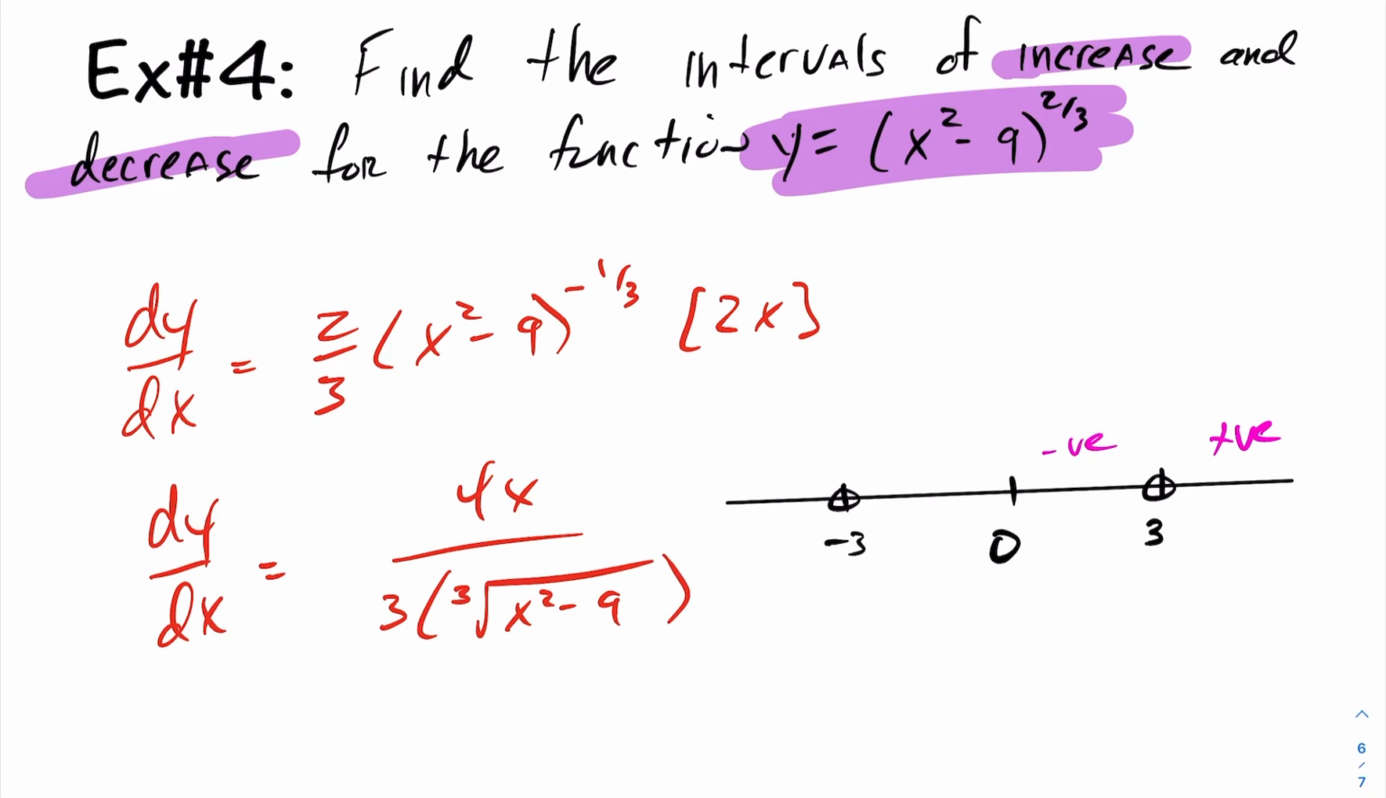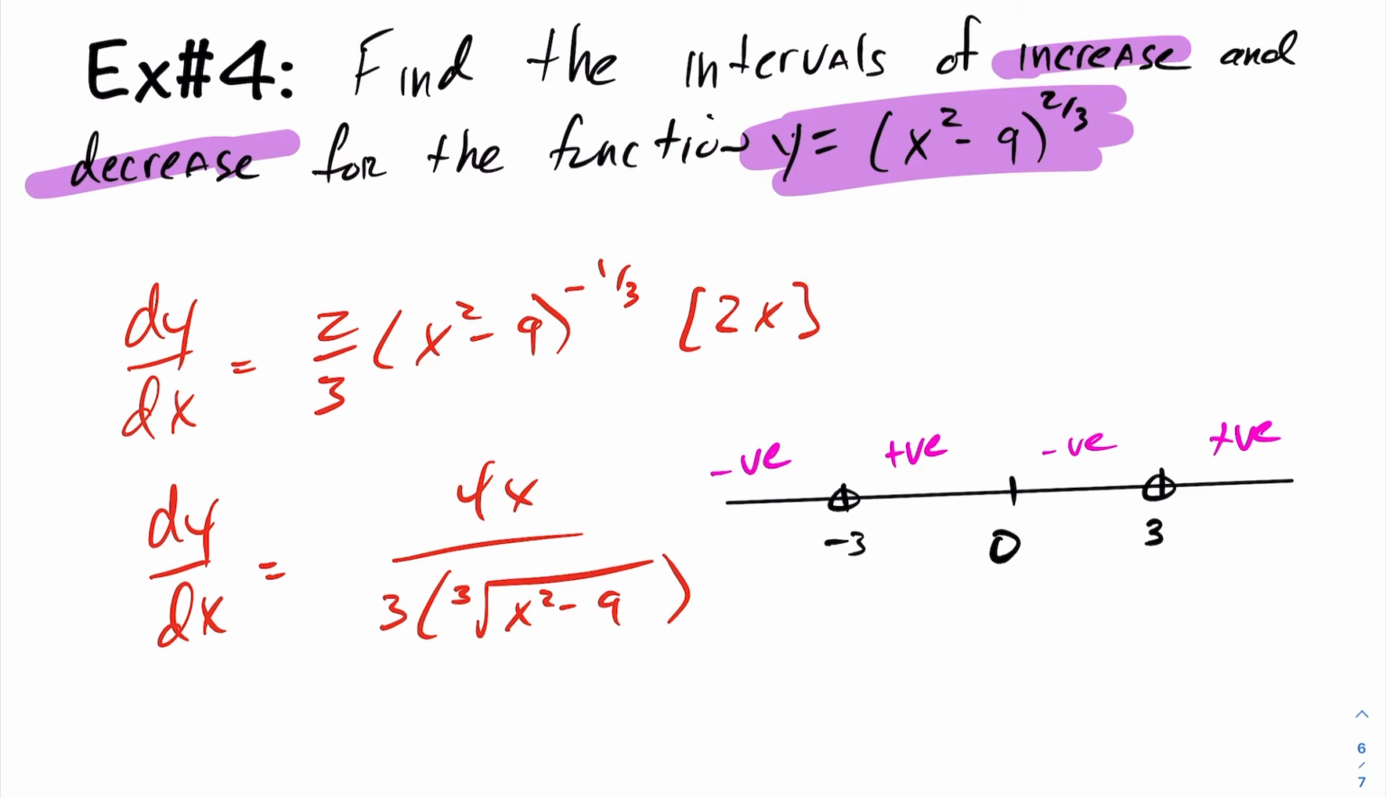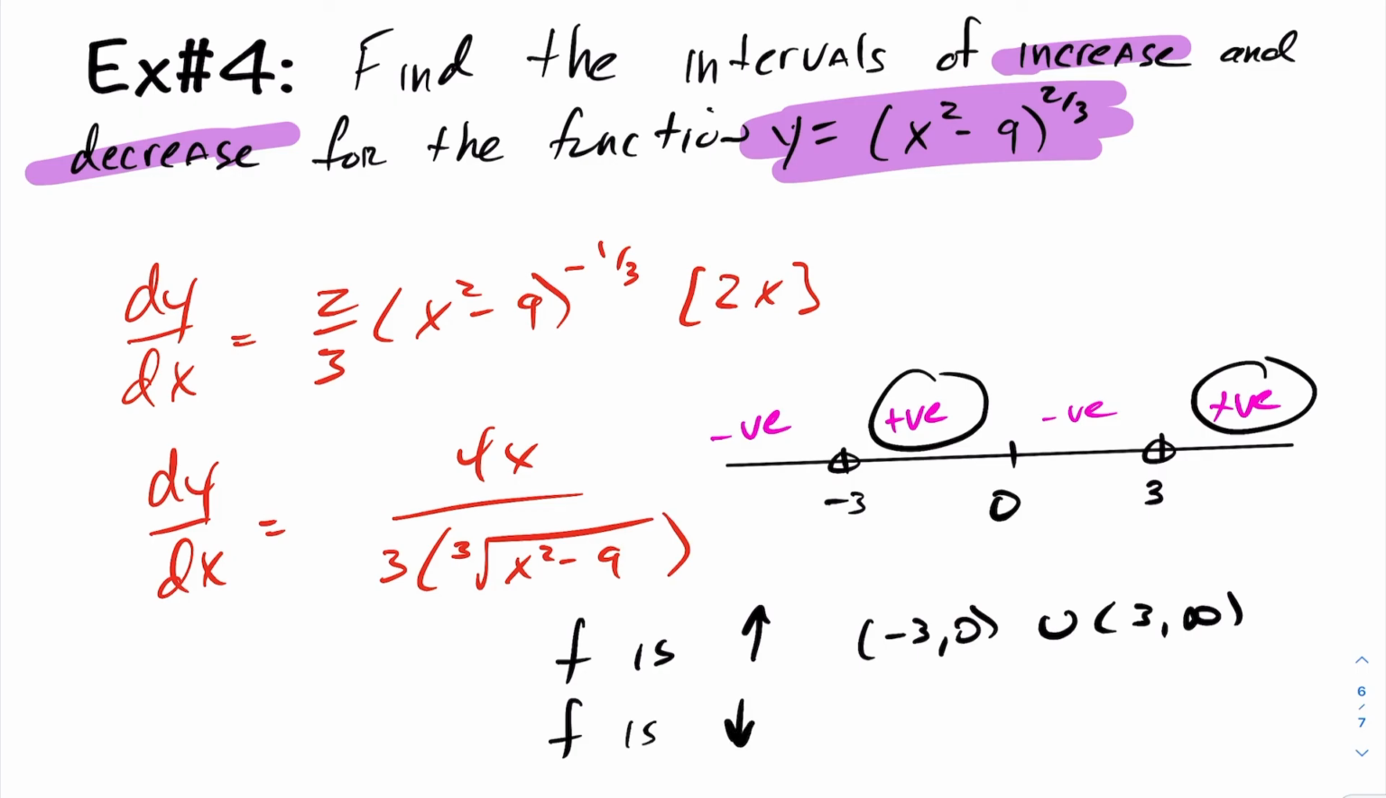Pick a number between negative 3 and 0. Let's say negative 2. Subbing this in here, we're going to get a positive value. And lastly, pick a number less than negative 3, let's say negative 10, which is going to result in a negative value. Okay, so in this situation, our function f is going to be increasing on what intervals? Well, it's going to be increasing here and here. So therefore, from negative 3 to 0, union 3 to infinity. And likewise, your function will be decreasing from negative infinity to negative 3, union 0 to 3.